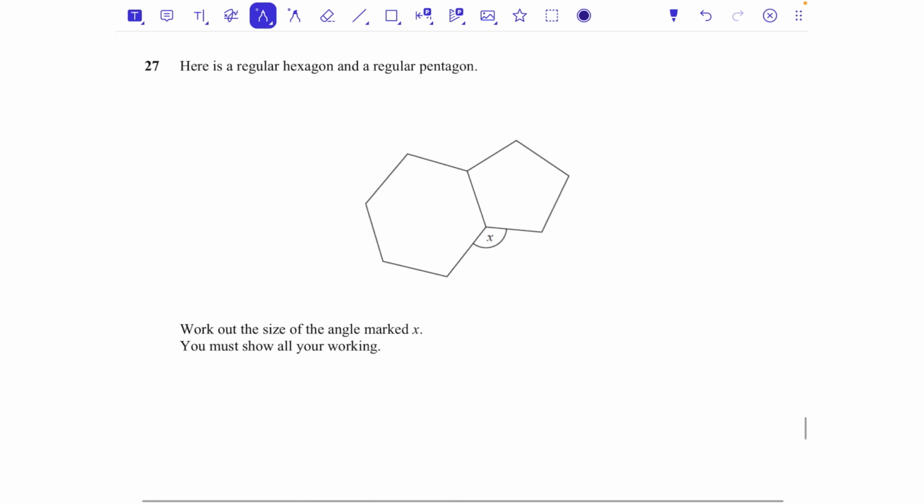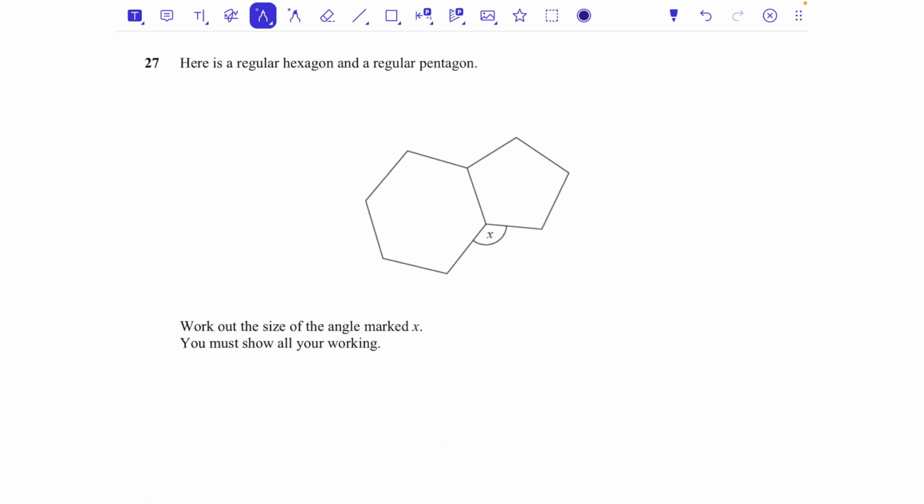Question number 27. Here is a regular hexagon and a regular pentagon. Work out the size of the angle marked X. You must show all your working. So a 5-sided shape, a pentagon, to work out how many degrees in total we have inside the pentagon, we do the number of sides, which is 5, take away 2, times by 180.